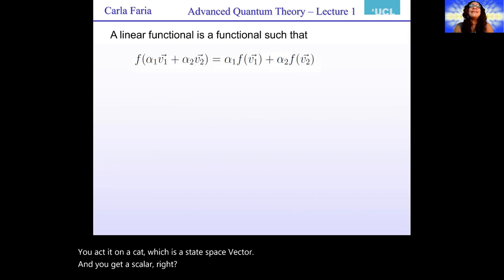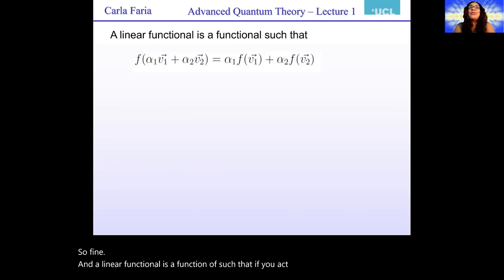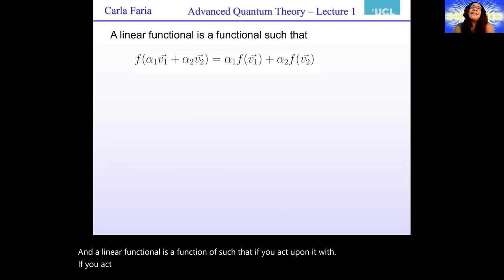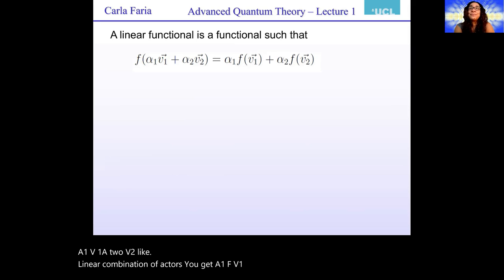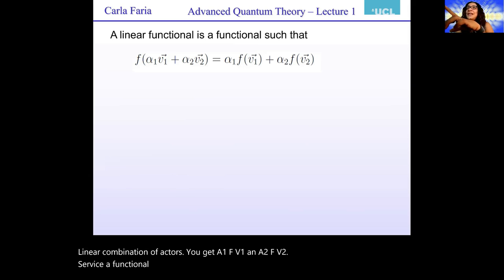So, fine. And a linear functional is a functional such that if you act with it upon alpha 1 v1 plus alpha 2 v2, a linear combination of vectors, you get alpha 1 f of v1 plus alpha 2 f of v2. So it's a function that's linear, right? Because this is the concept of being linear. Remember the antilinear stuff we have just seen.